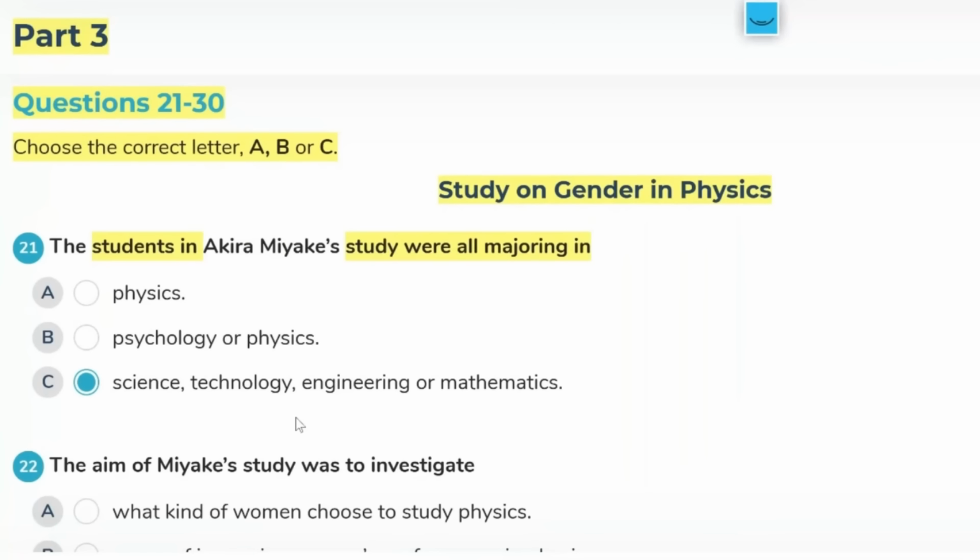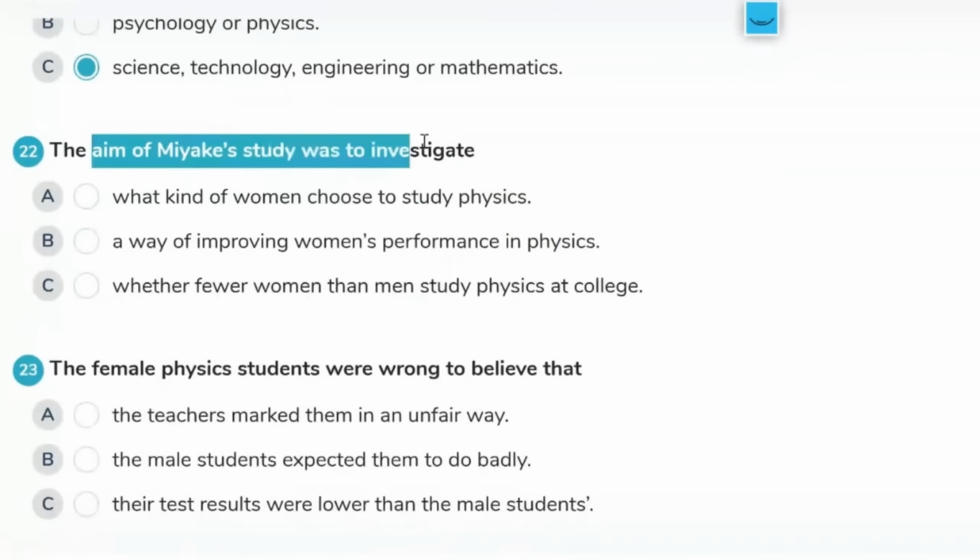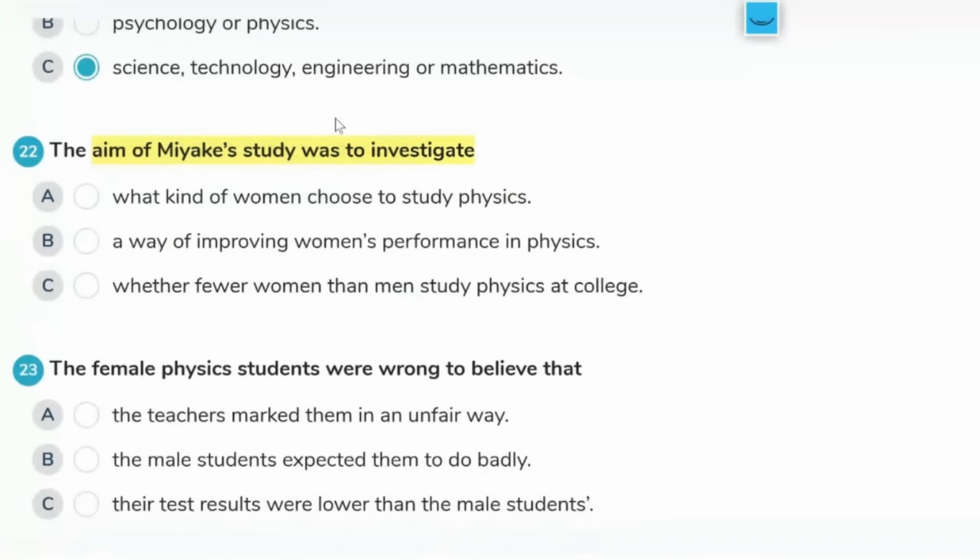Now, let's get going. The aim of the study was to investigate. Investigate means to find out. So with one option, they will say what the researchers wanted to find out. The answer will come right after that. What the researchers wanted to know, what they wanted to find out, that will be the right answer.